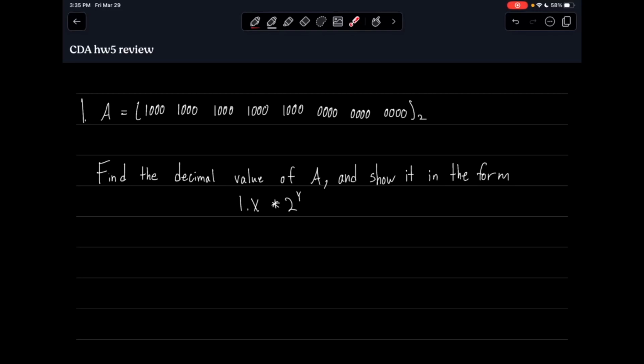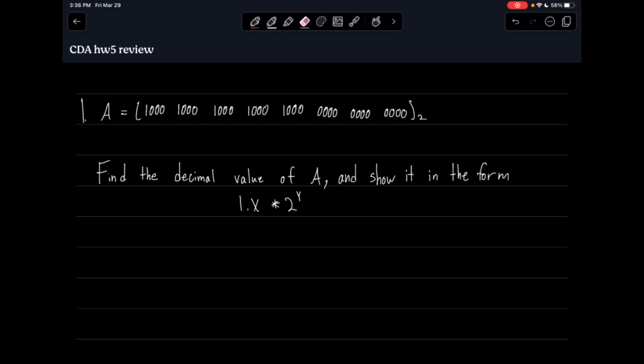All right, so this is homework 5 for CDA 3103, and this is question 1. What it asks us to do is find the decimal value of this number a, and then show that decimal value in this form, right? That's sort of scientific notation. So we can do that, but how do we start?